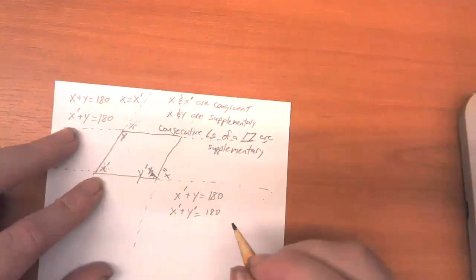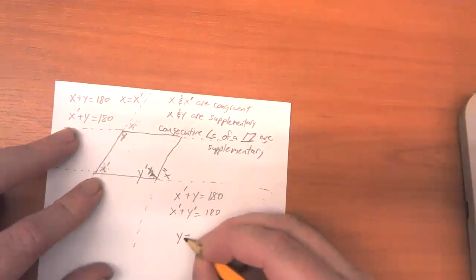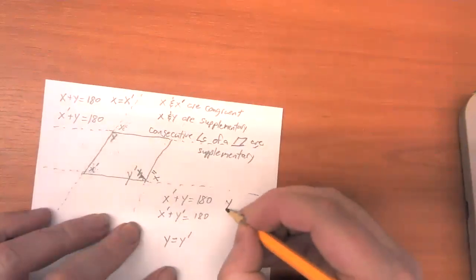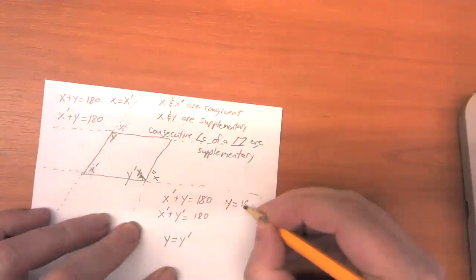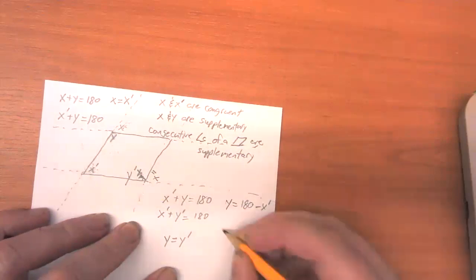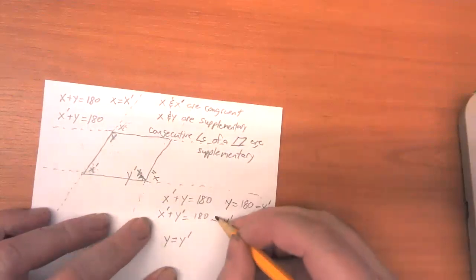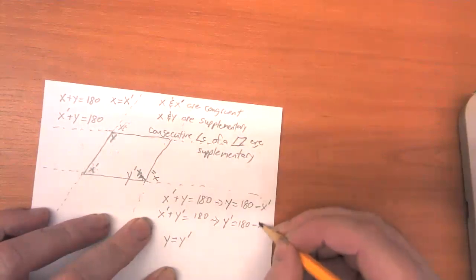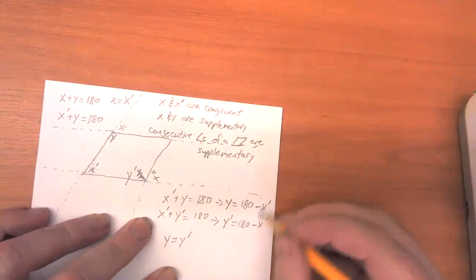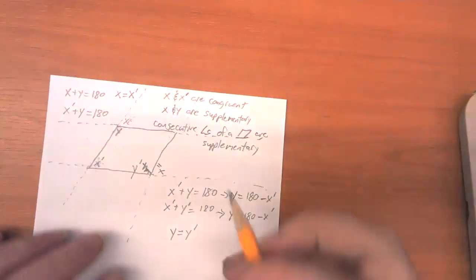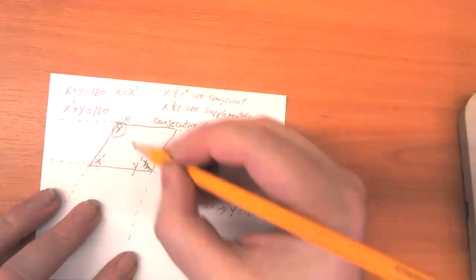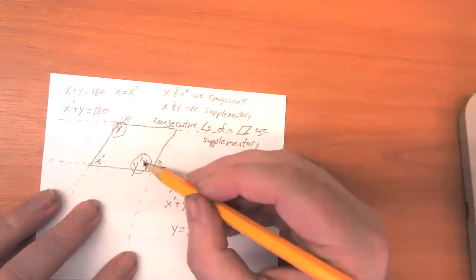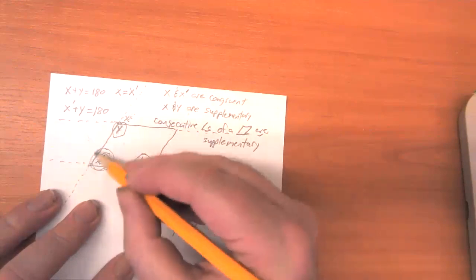So is it obvious looking at this that Y is equal to Y prime? Yeah, it really is, because Y here, if we solve that, that would be 180 minus X prime, and Y prime, solving this, is 180 minus X prime. So Y and Y prime are both the same thing. Okay, so what we just showed is that that angle and this angle have to be the same size because they're both supplementary to this guy over here.